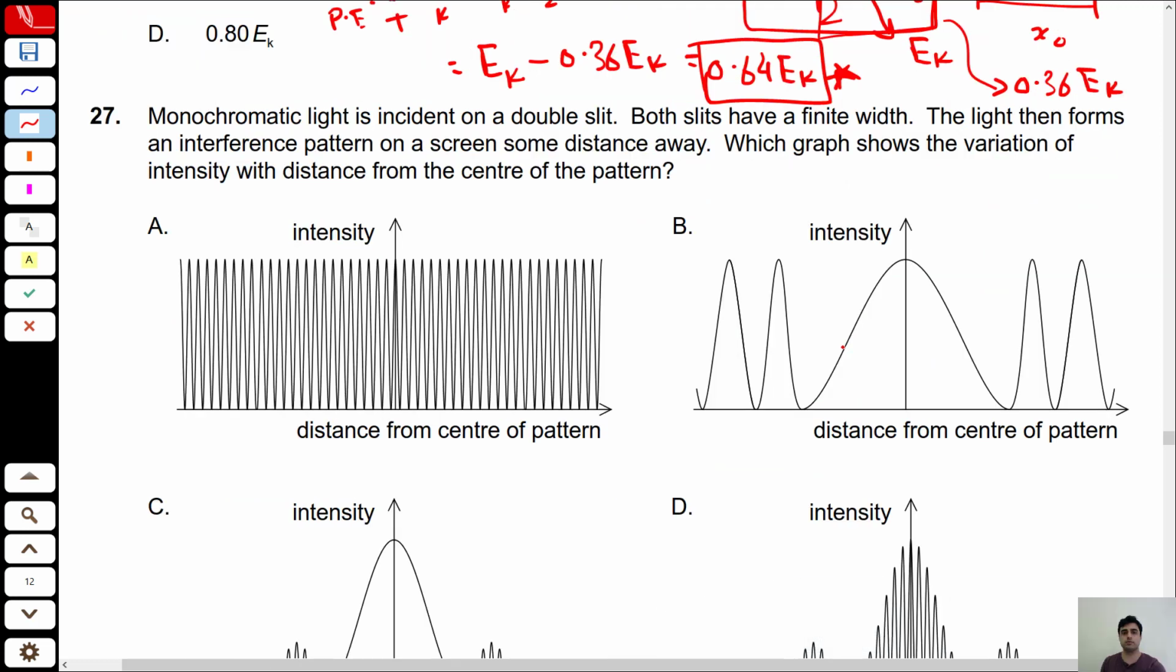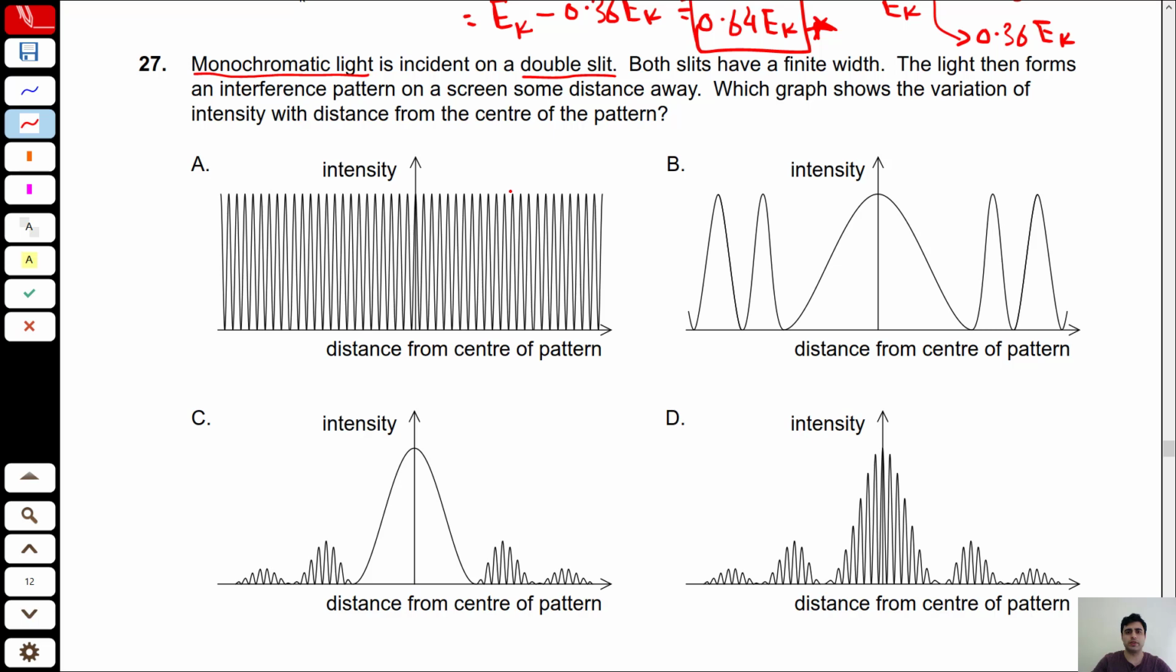Monochromatic light. Monochromatic means light with a single wavelength, right? So light with just one type of wavelength is incident on a double slit. So it's no longer a single slit problem, it's a double slit. Both slits have finite width. The light then forms an interference pattern on the screen, some distance away. Which graph shows the variation of intensity with distance from the center of the pattern?